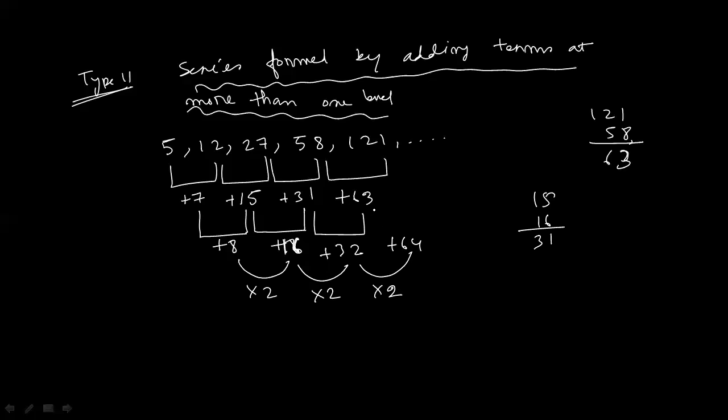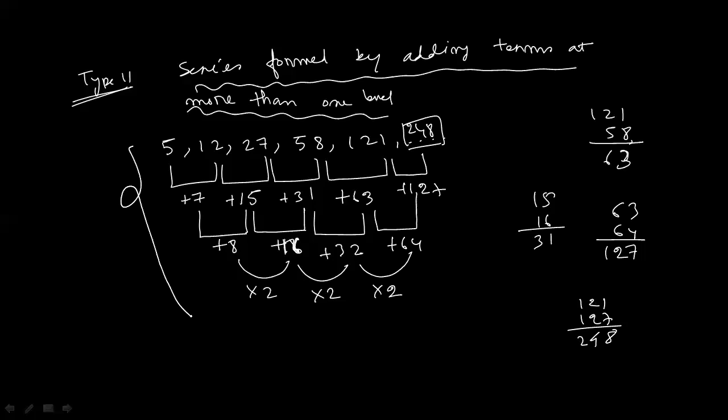That means with 63 you have to add 64, so it will be 127. Now with 121 you have to add 127. 1 plus 7 is 8, 2 plus 2 is 4, so 248. So your answer will be 248. This type of series is also known as a pyramid type of question. If you look at the pattern, it looks like a pyramid. Yes or no? So this type of question is very important from the exam point of view.